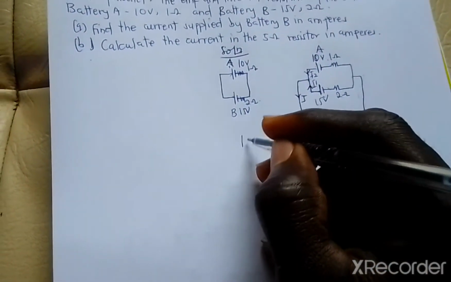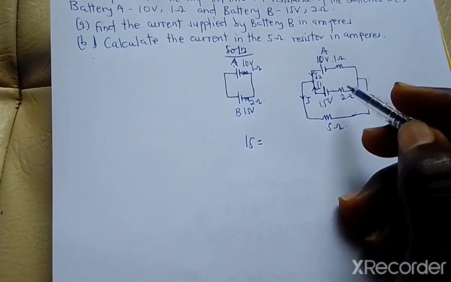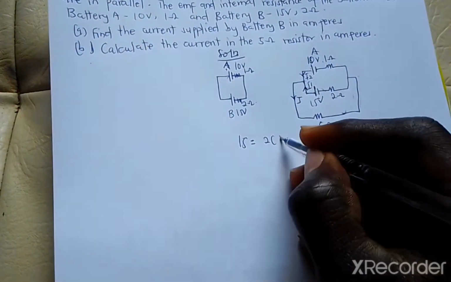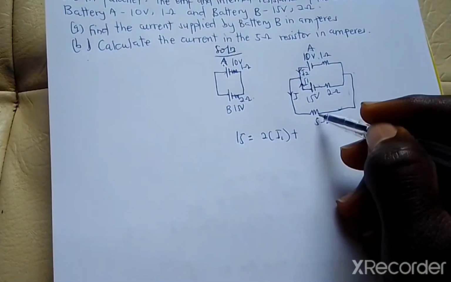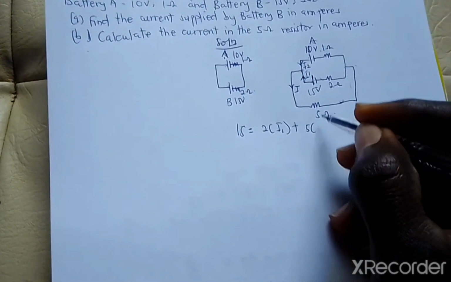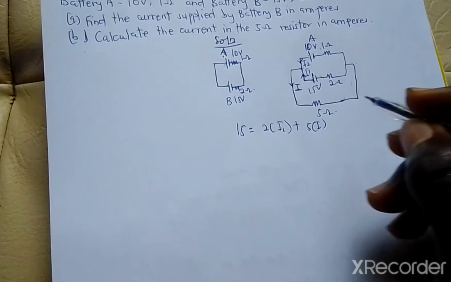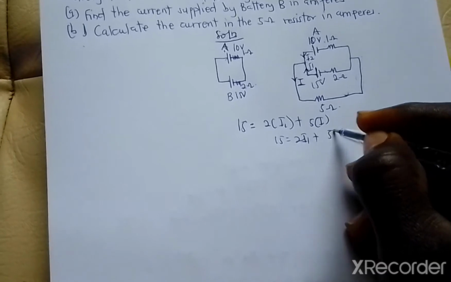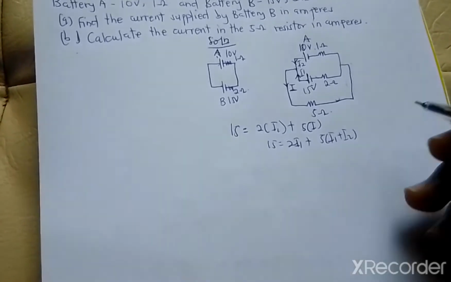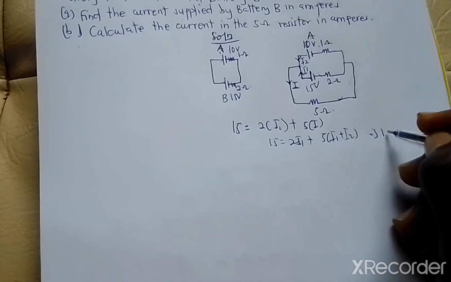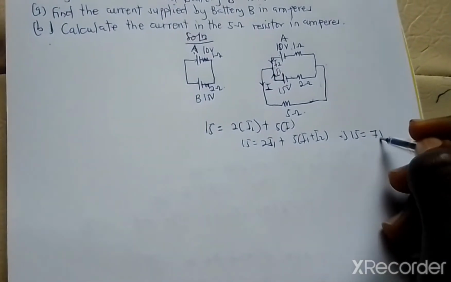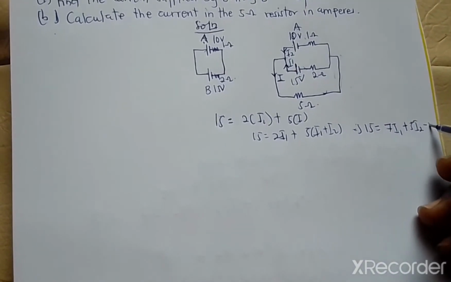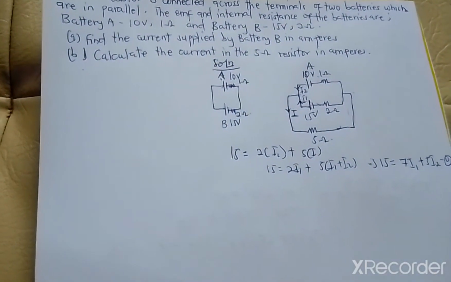So I have my source to be 15, and it's equal to the voltage drop across these two, and the current through is I1 because I1 is passing through, plus the drop here, the current through, that is 5 multiplied by I. So I'm going to have 15 is equal to 2I1 plus 5 open bracket I1 plus I2. Finally I'm going to get 15 is equal to 7I1 plus 5I2 as my equation 1. So this is my equation 1.